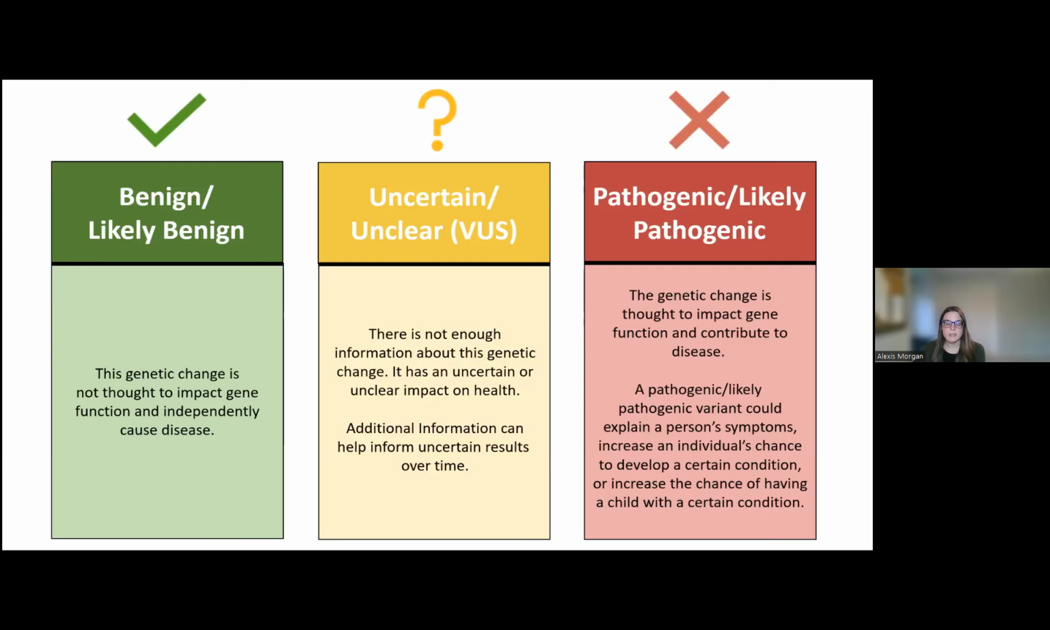Uncertain, unclear means there is not enough information about this variant to know its impact on health. We don't know if this can cause disease, and additional information over time may be able to help better understand these uncertain variants. And pathogenic, likely pathogenic means this genetic variant is known to impact gene function and contribute to disease. These types of variants may explain a person's symptoms, increase a person's chance to develop a certain condition, or increase the chance of having a child with a certain condition.